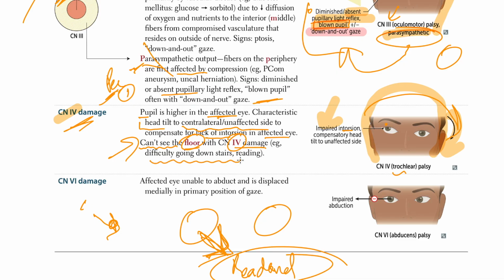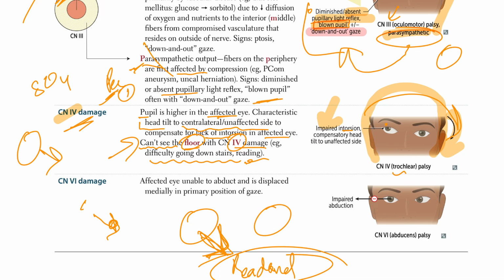Example, difficulty going downstairs and reading. And why? I just mentioned that you need this trochlear nerve. Remember, this trochlear nerve was supplying, so LR6, SO4, superior oblique. The function of superior oblique was, for the reading, to move the eye inward and medially. Right? And that is the function of trochlear nerve.